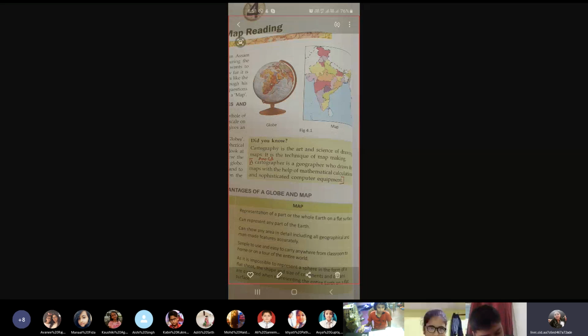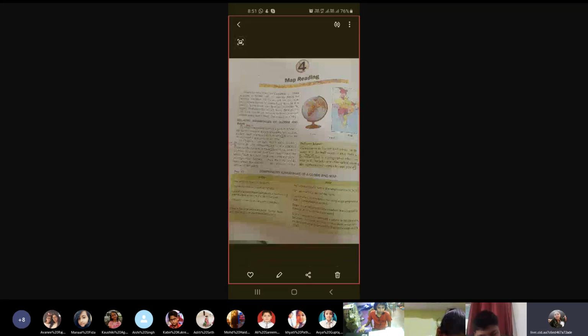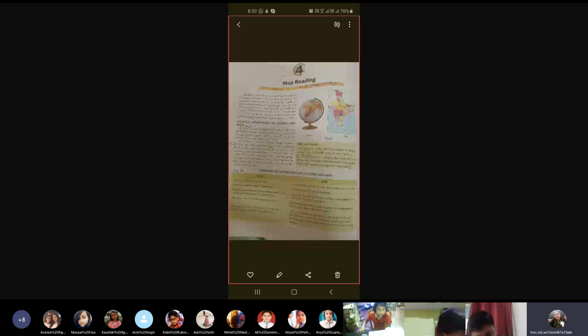So please see the third question, C3. Who is a cartographer? Mark the answer here. A cartographer is a geographer who draws the maps with the help of mathematical calculations and sophisticated computer equipment. Mark till here. Now, in this paragraph, we come to comparative advantages of a globe and map.